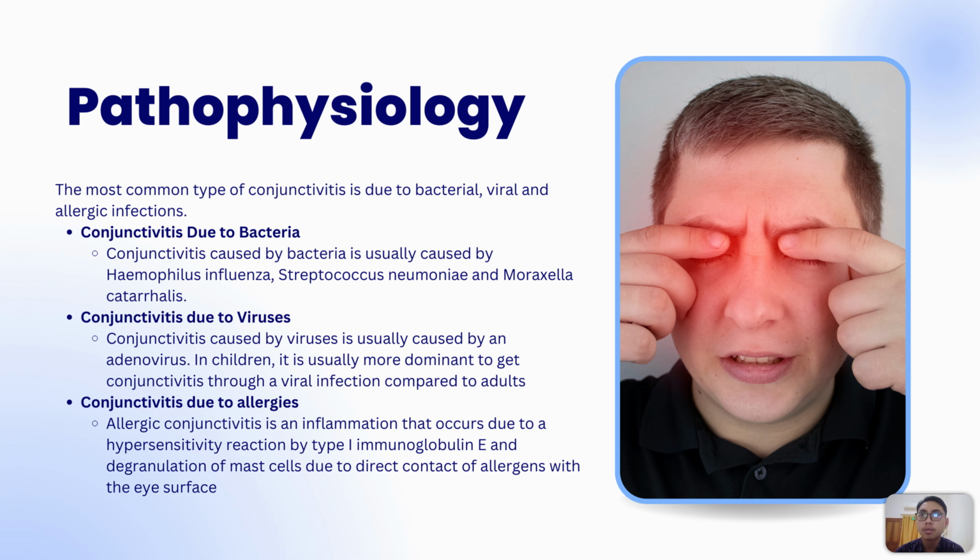The transmission of conjunctivitis can be through several routes, namely hand-to-eye contact, contact with vomit, droplets, and it can also be through reservoirs such as swimming pools. And conjunctivitis due to allergies is an inflammatory disease that occurs due to a hypersensitivity reaction by type 1 immunoglobulin E and degranulation of mast cells due to direct contact of the allergen with the eye surface.